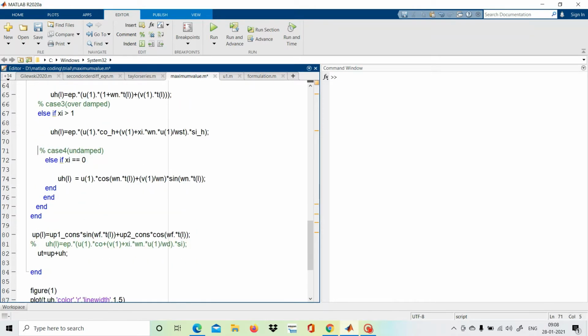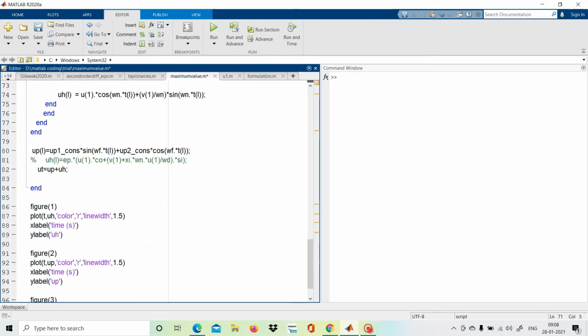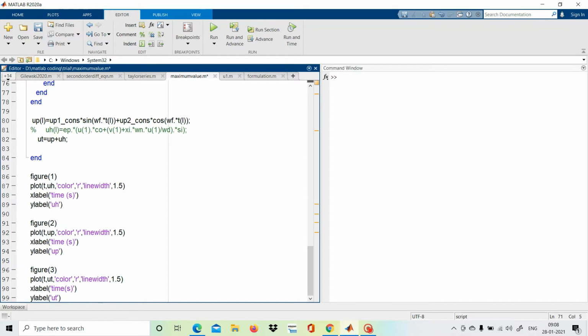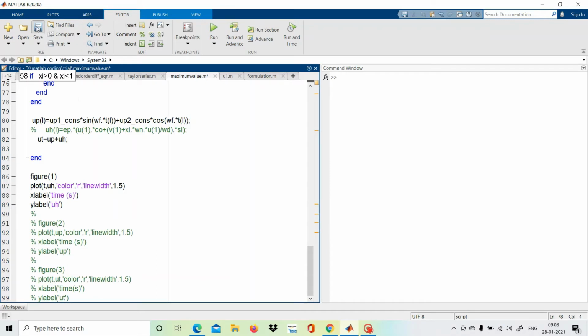Now we will end the loop. The particular solution, which we have not studied, is 0 here because the right hand side is 0. So ut would be equal to u of h, and our figure would be plotted here. We are interested in only u of h, so we can just lock it, and now we will run the program.